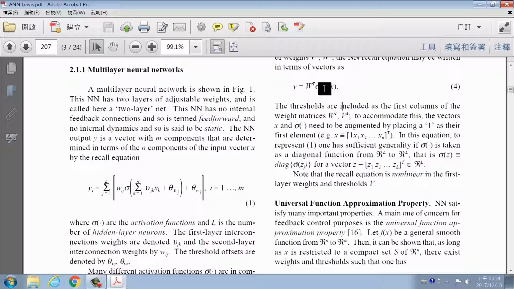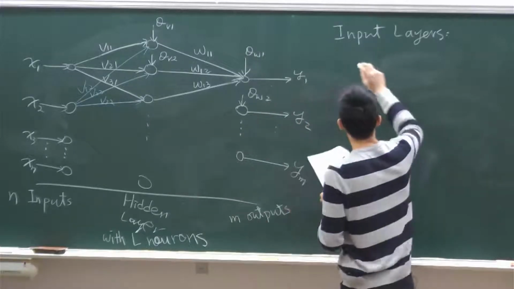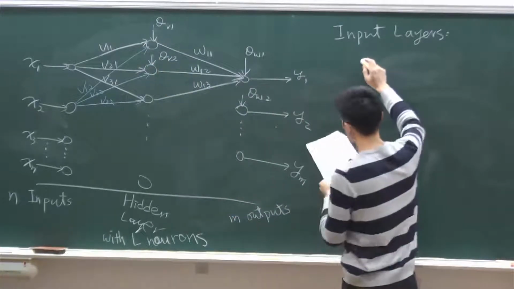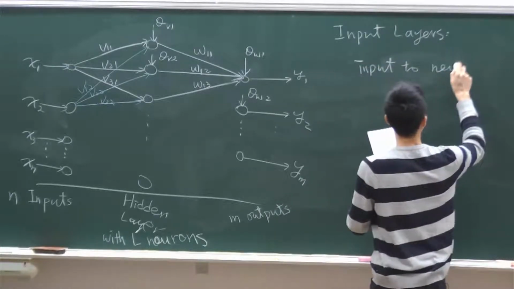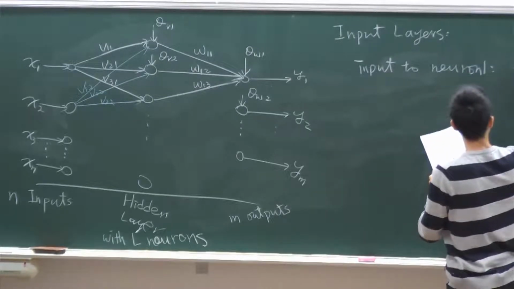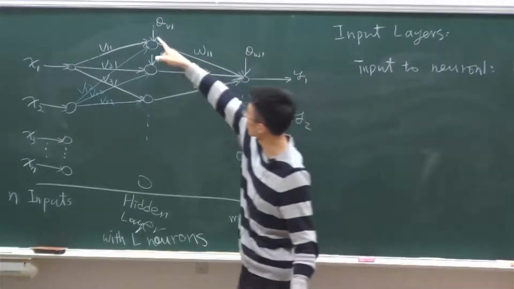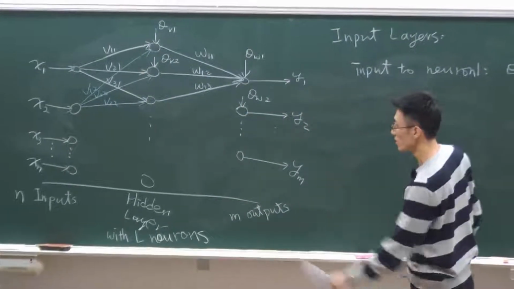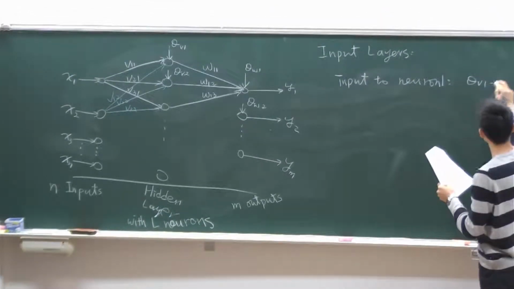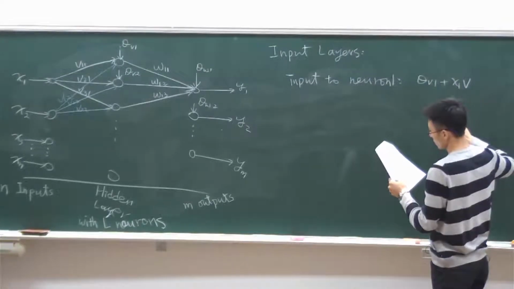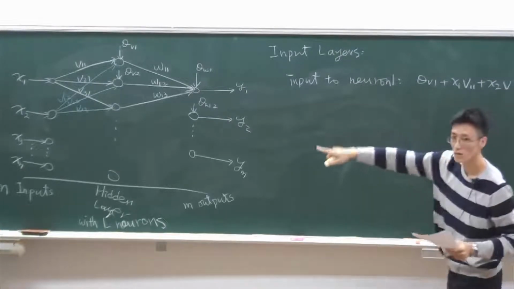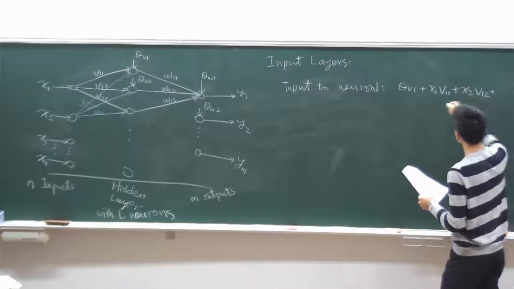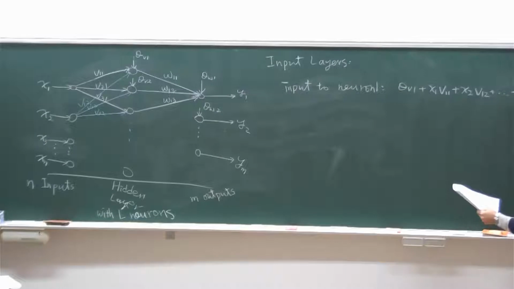I want to show you how we can convert this to equation 4. First, the input layer. The input to the first neuron is the offset term theta V1, plus x1 times the weighting v11, plus x2 times the weighting v12, all the way up to xn times v1n.